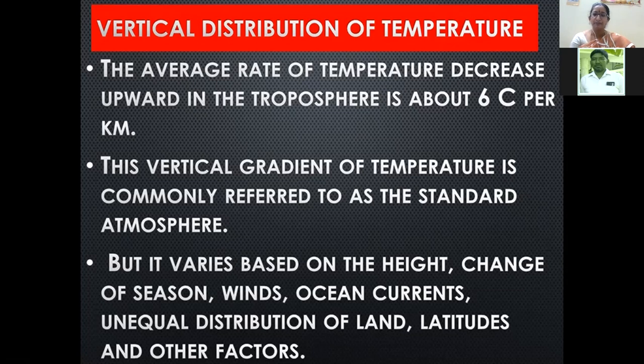And how does it differ? It differs from place to place, based on the height, change of the season, winds, ocean currents, unequal distribution of the lands, latitudes, etc. So all these are the different reasons which affect the vertical distribution of the temperature.